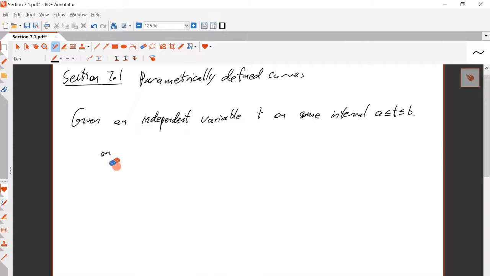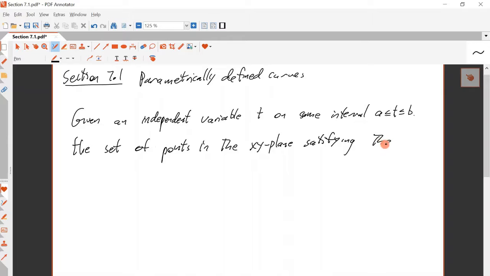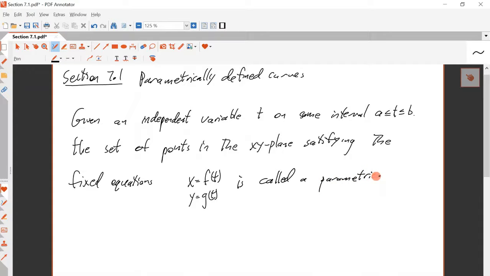the set of points x, y in the xy plane satisfying the fixed equations x equal to f of t, y equal to g of t is called a parametrically defined curve, in 2 dimensions, in the xy plane.